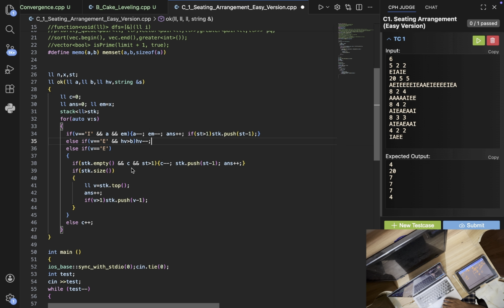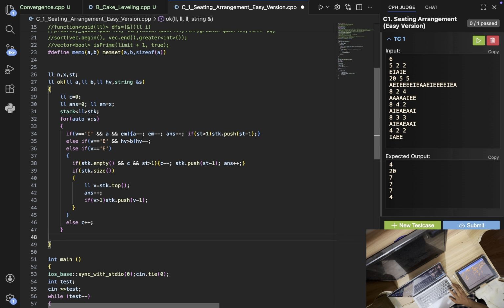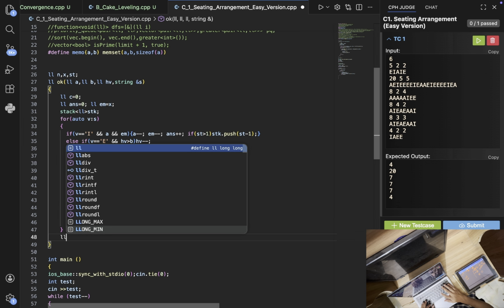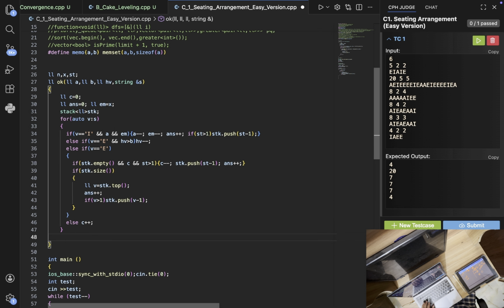If the stack is empty and I got a C and size is greater than 1, then C minus minus, and otherwise, if I have a size, I'll just take the top and then say plus, and that's that. Go C++, yeah. So I'll get my answer.